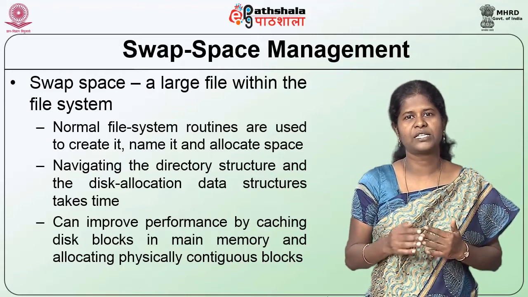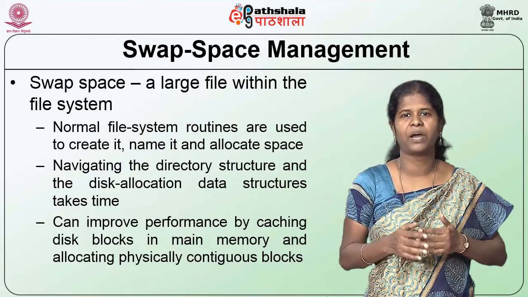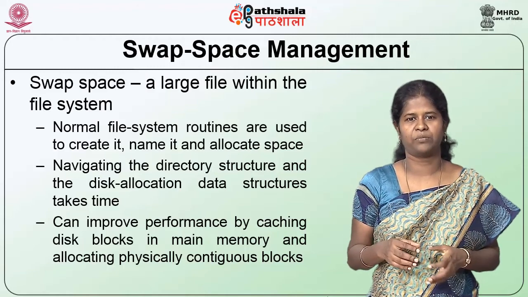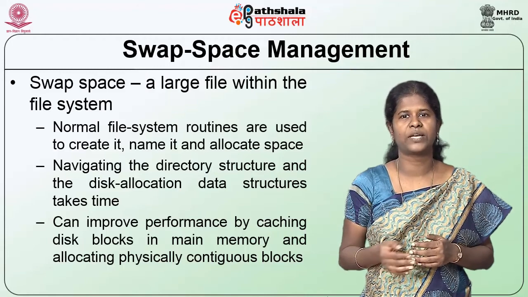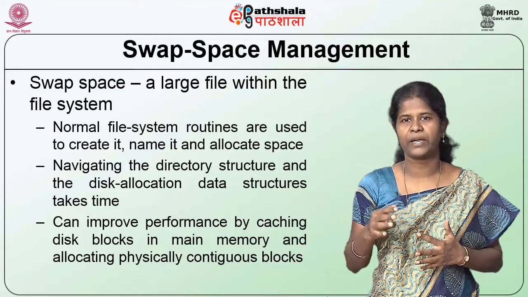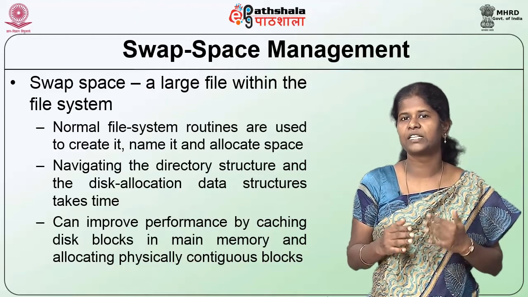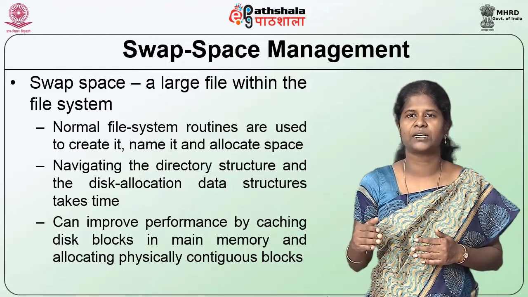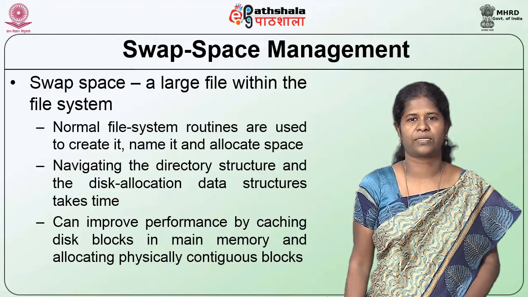So, because this takes time, you can improve the performance of access by caching the disk blocks in the main memory, and also by allocating physically contiguous blocks. If you allocate contiguous blocks for the swap space, when you are looking at swap space as a file in the file system, then accessing the blocks one after the other will take less time compared to other kinds of allocation methods.